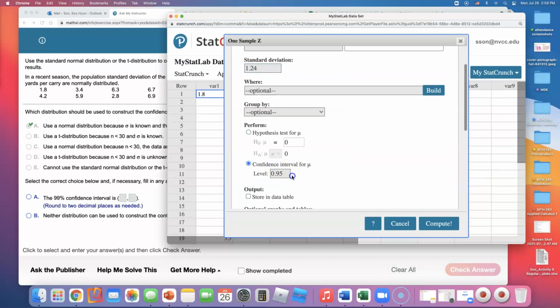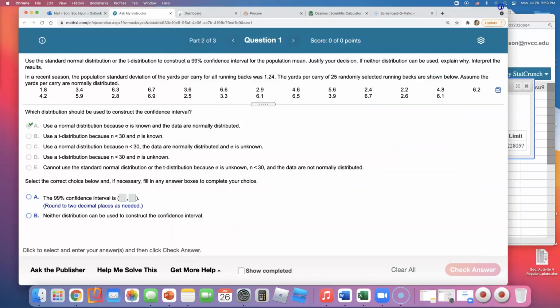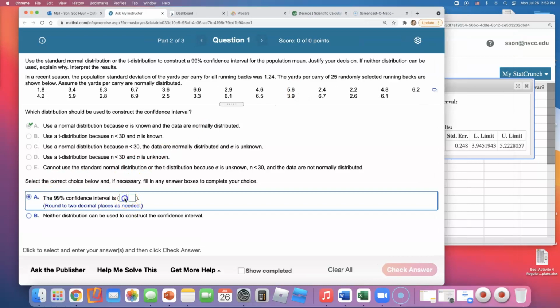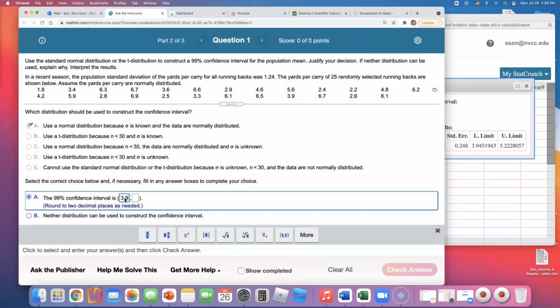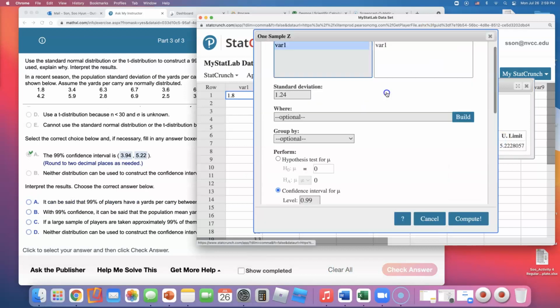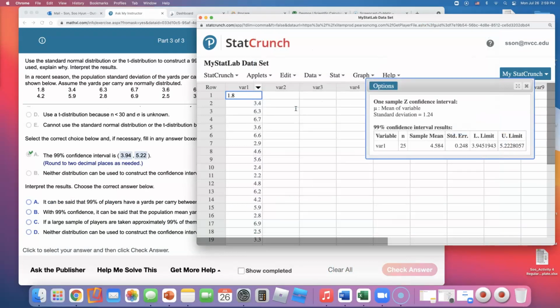Alrighty, confidence interval for 99%, and if I hit compute, I get these two numbers. So I'm going to go ahead and type those. Hold on a second, I want to look at both screens. The 99% confidence interval is from 3.94 to 5.22. I have a strong feeling that sometimes I forget to type in this population standard deviation given, so you need to make sure you do that, okay?